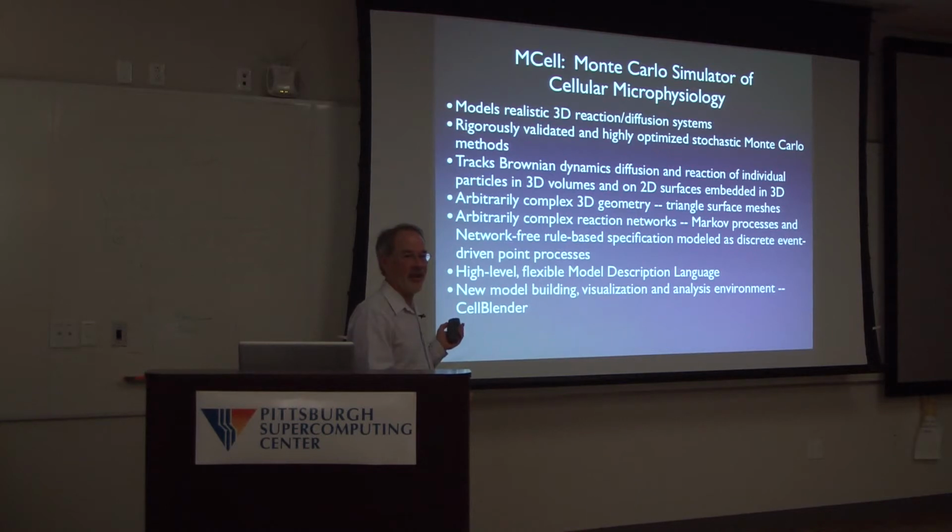CaM kinase 2 is a dodecameric holoenzyme. It has 12 subunits in it. And each of those subunits can bind calmodulin. And calmodulin itself can be in one of 9 different states, depending on how much calcium it's bound. Calmodulin can bind to each one of the subunits separately of this dodecameric thing. And then each part of the dodecameric thing can be phosphorylated or not phosphorylated at a number of different sites.